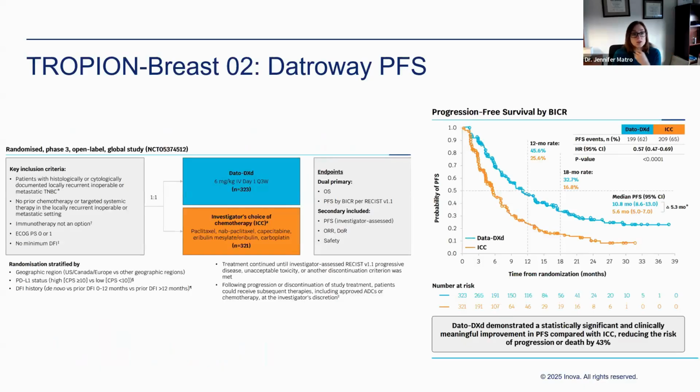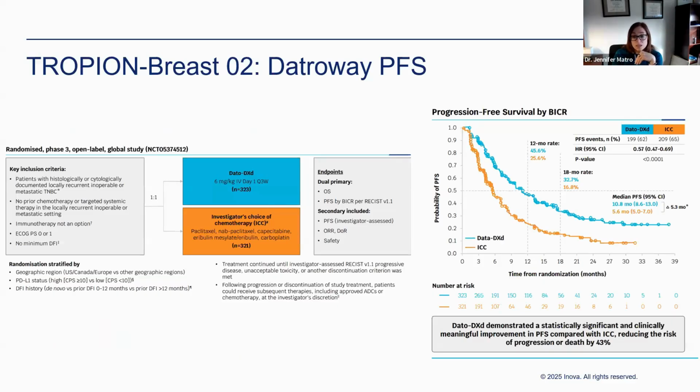And the first was the study called TROPION-Breast02, which is looking at a drug called Datroway, another antibody drug conjugate. And this study was looking at first-line metastatic triple negative breast cancer for patients who were not eligible for immunotherapy. And they randomized patients to either get the Datroway or investigators' choice chemotherapy. And the Datroway was much better.